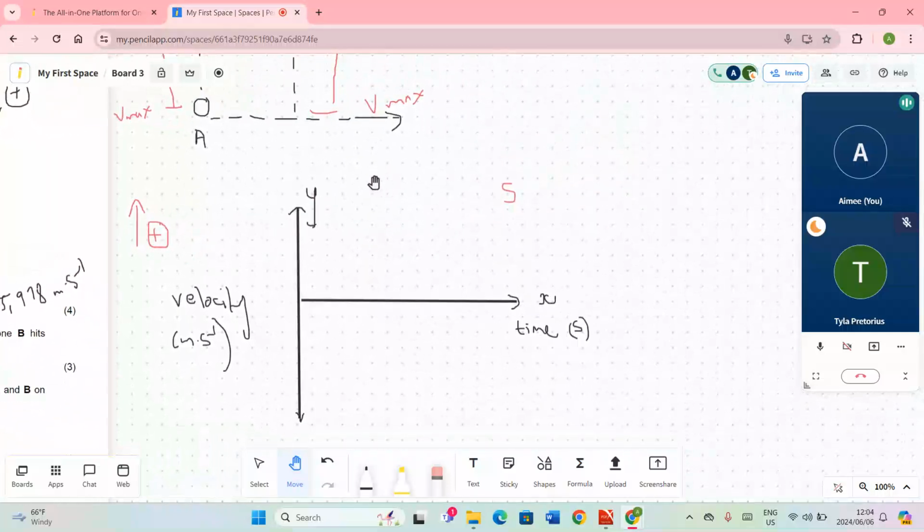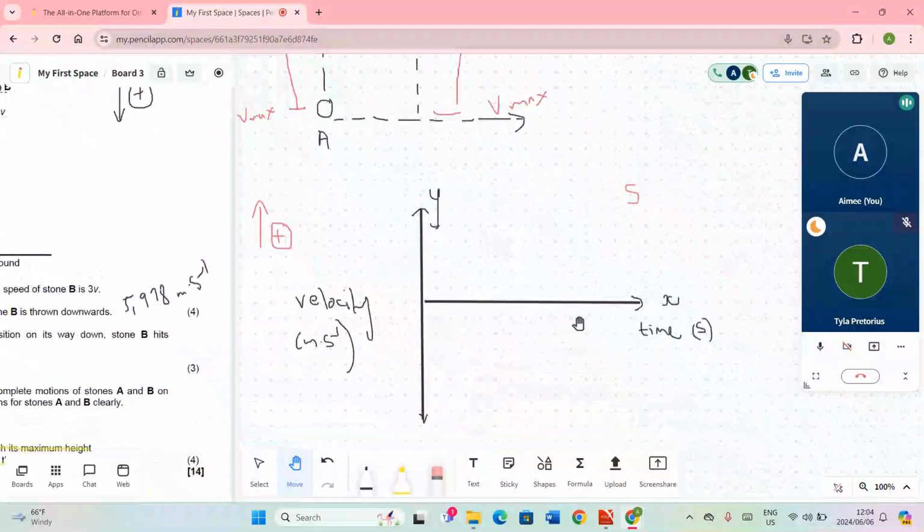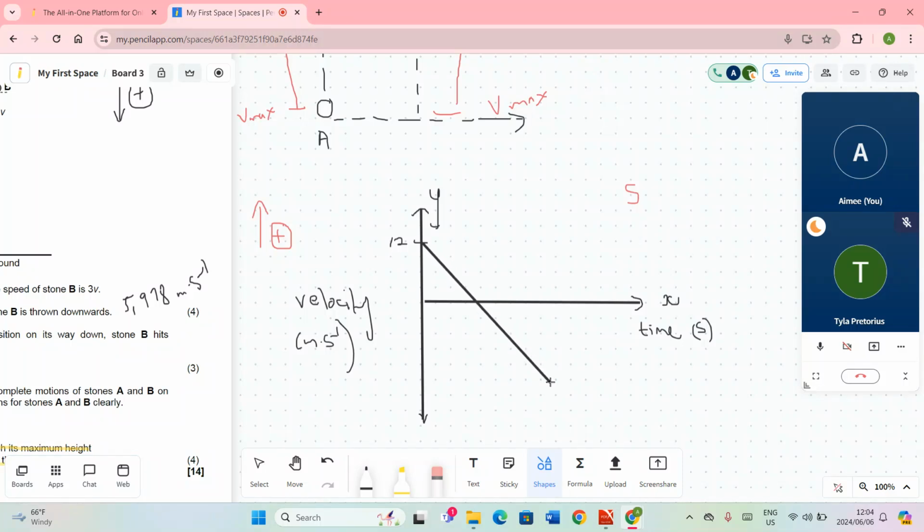So we've already calculated. Let's do A first. A starts with a velocity of 12 meters per second. We don't actually have to indicate it on the graph, but I'm going to anyway. So this is 12. A starts at 12. And A goes down, and then it reaches 0, which is where it will intercept the x-axis. It reaches 0 at its maximum height, and then it keeps going, because remember, A will continue to fall to the ground. So A should be quite a long graph.